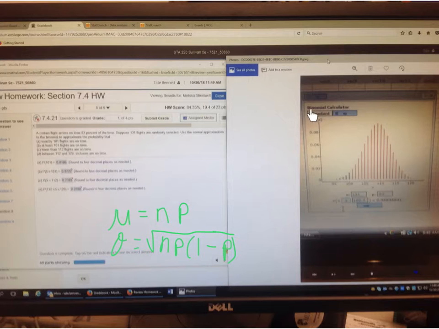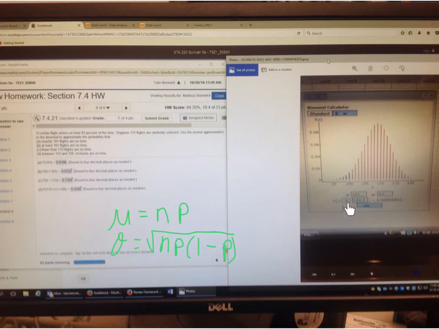You're using the binomial calculator, and they're specifying they want you to use the normal curve to approximate these binomial problems. And so you're using the wrong calculator. So you need to switch and choose the normal calculator. And when you do use the normal calculator, remember the mean is n times p, and the standard deviation is the square root of n times p times quantity 1 minus p.